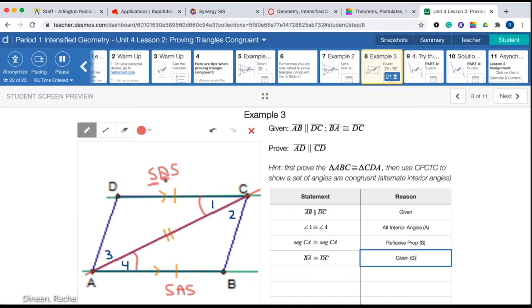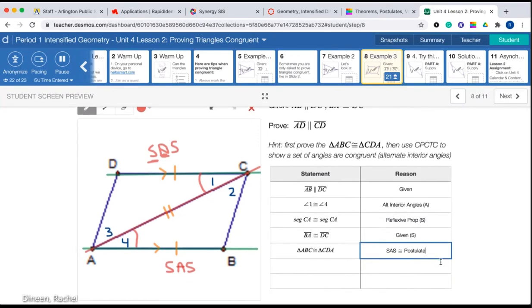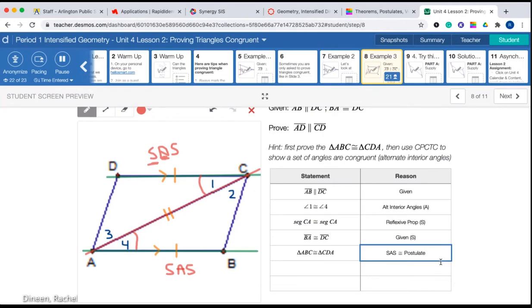So side, angle, side. I have my side, my angle, and my side. So I have proven that these two triangles are congruent because of side, angle, side, congruency postulates. Now remember, order does matter. Do we all understand why it is side, angle, side, and not side, side, angle, or anything else? All right. So we've proven that the triangles are congruent.